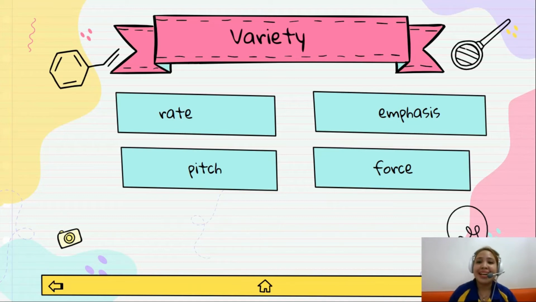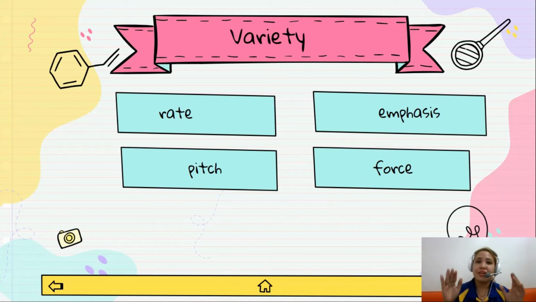Second is pitch. When you talk about pitch, it refers to the highness and the lowness of the speaker's voice. We use high pitch when we are excited, when we're surprised, when we are happy. And we use low pitch when we are sad, when we're lonely, right? I hope you're not lonely there. But yes, that is pitch.